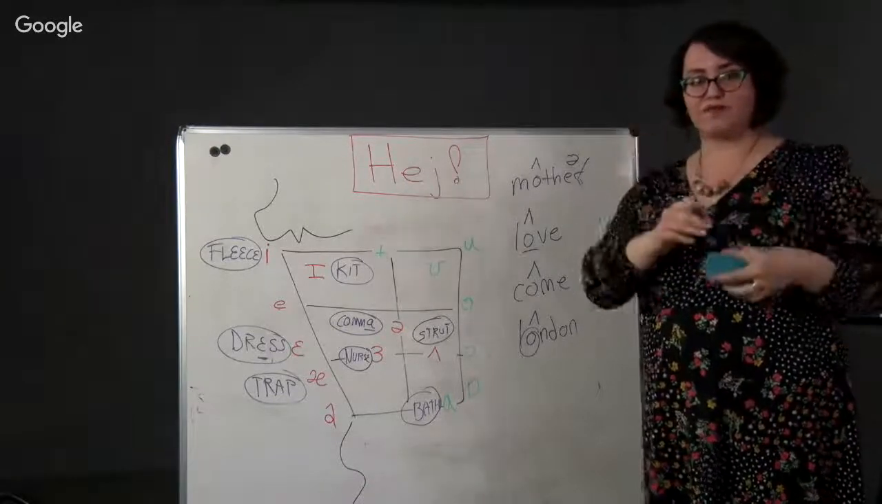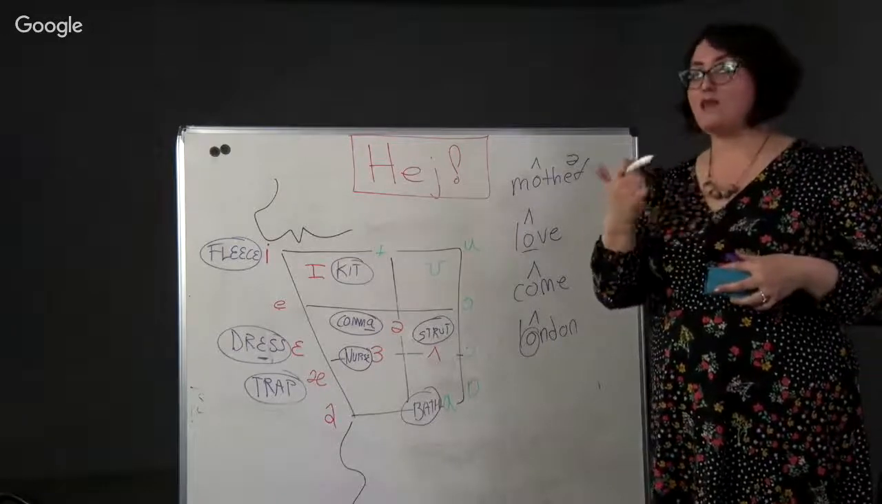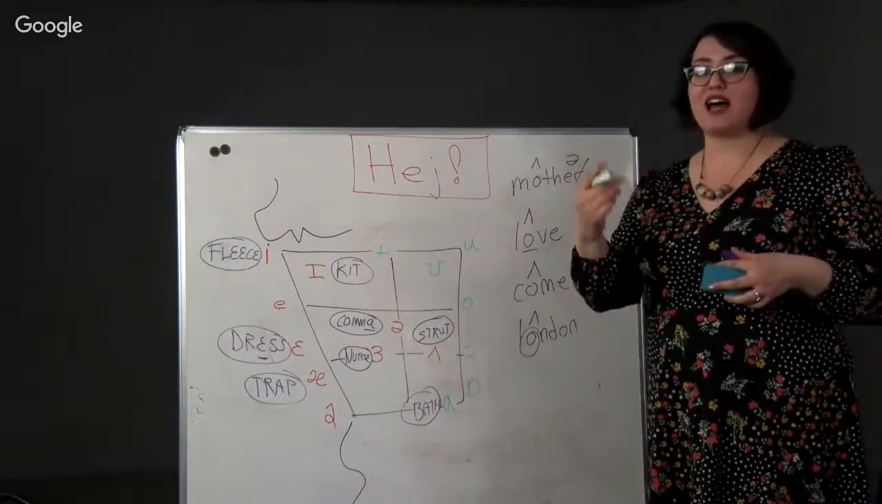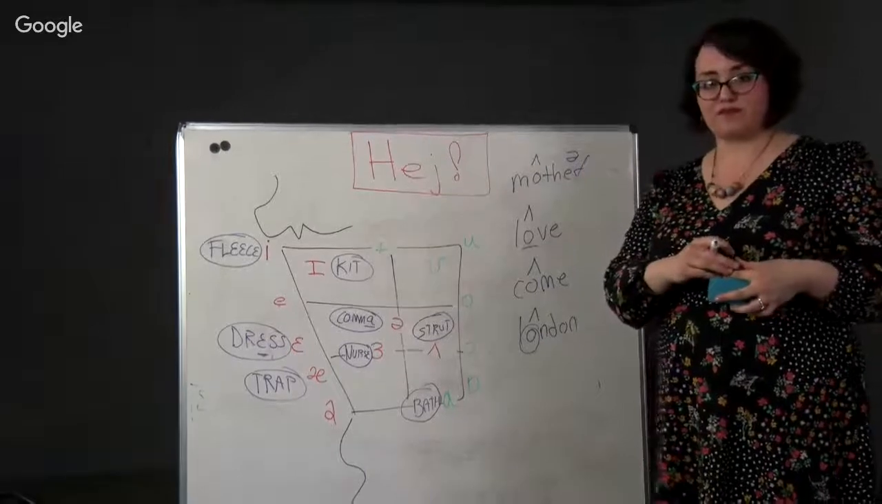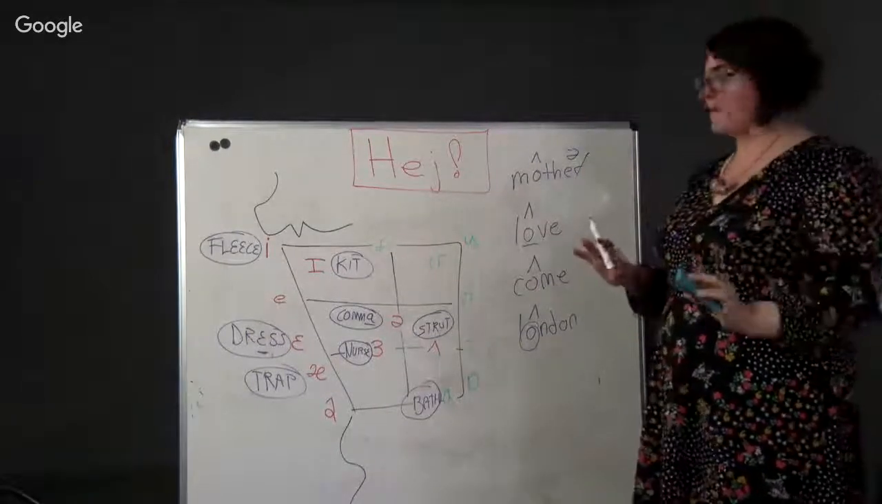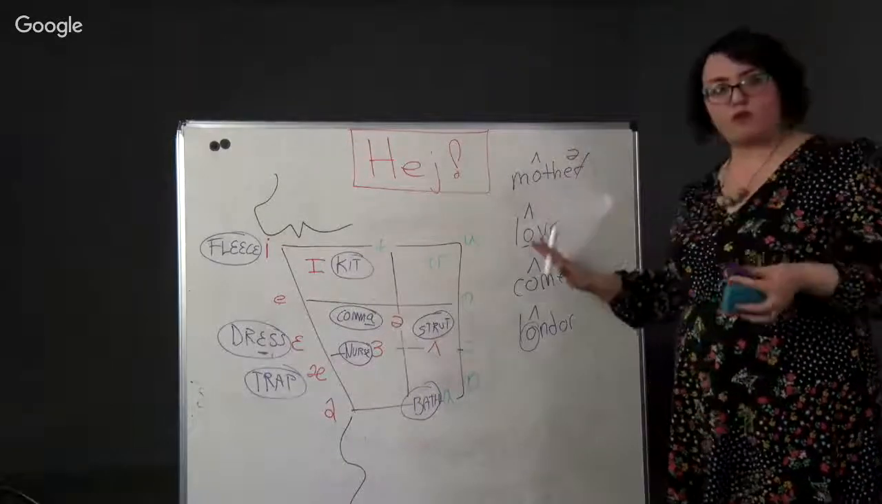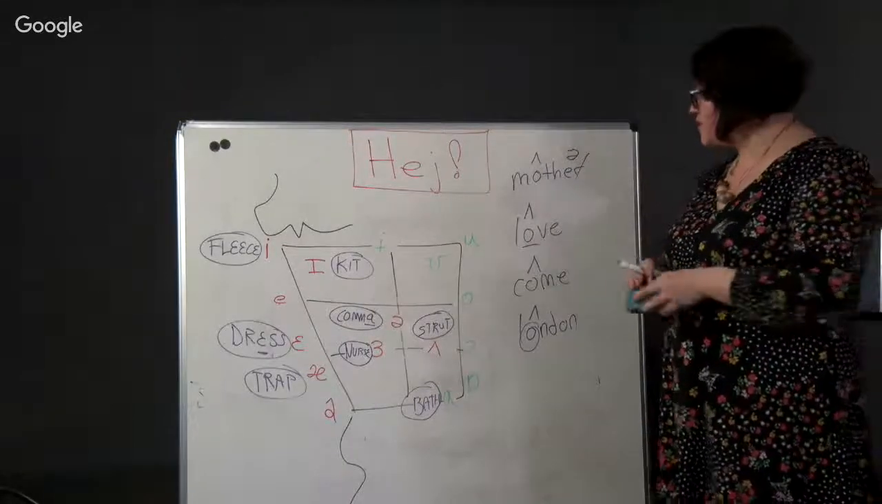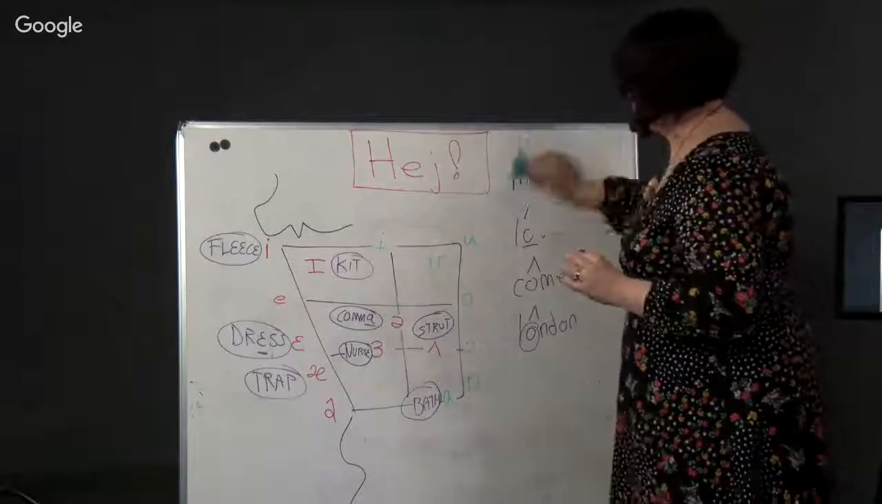Try it again. Come to London, mother. We must have duck. Great. We'll leave the sentence there, but very nice. So that's what we've got going on there. Let's move on to the back vowels.